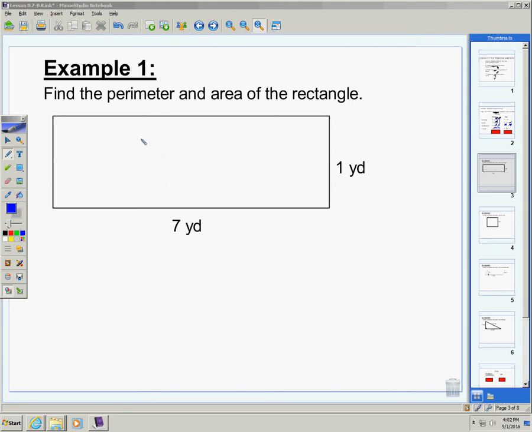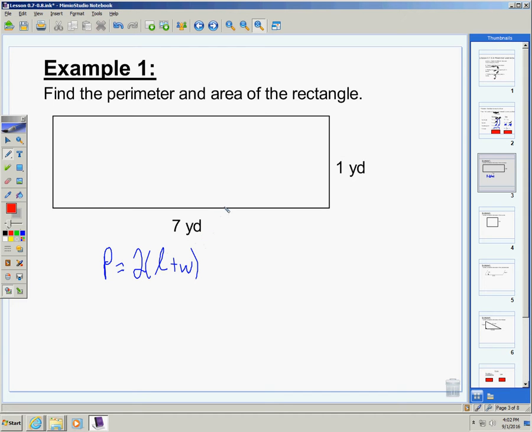In example 1, find the perimeter and area of a rectangle. And to do this, we're just going to use our formulas. So perimeter of a rectangle is 2 times the quantity of the length plus the width. All I need to do is identify what the length and the width are and plug them in.